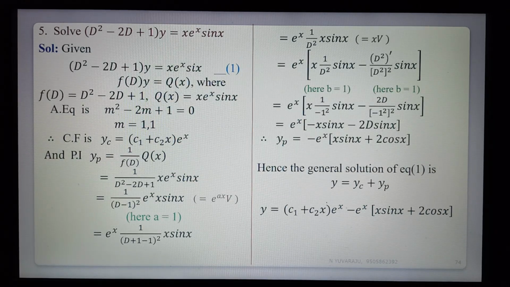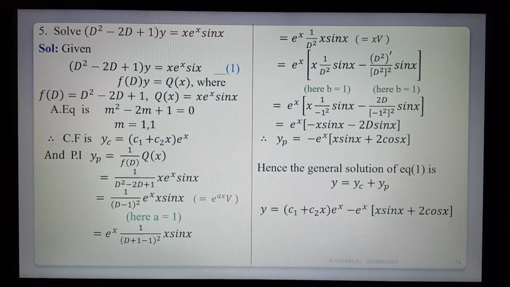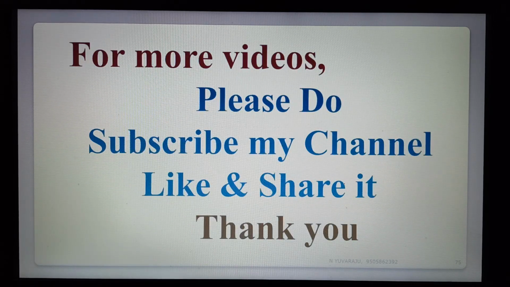Therefore the general solution is adding yc plus yp. This is the solution of the given equation. So this is type 5, when Q(x) is equal to x into V, then finding the particular integral.